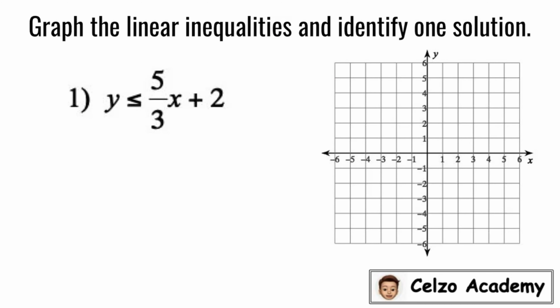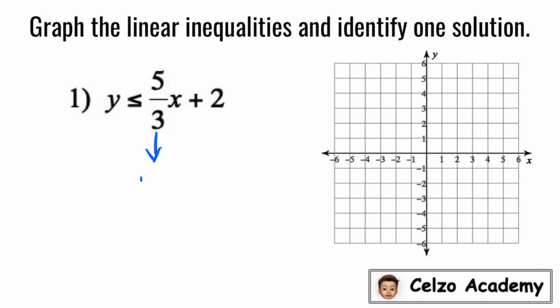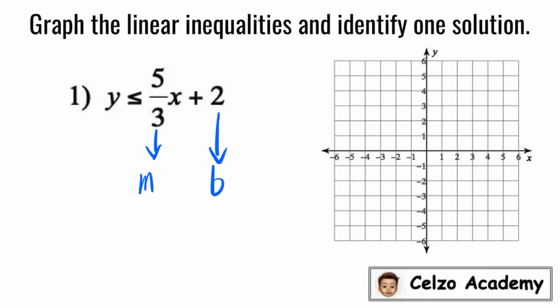Question number 1. y is less than or equal to 5/3 x plus 2. This inequality is in the y = mx + b form. So this means 5/3 is the m, or the slope, and 2 is the b value, or the y-intercept. To graph this inequality, we will begin first with the y-intercept 2.